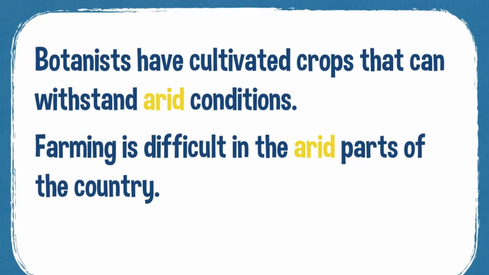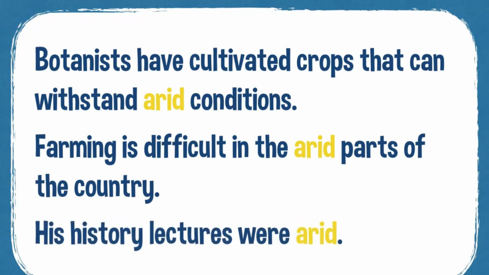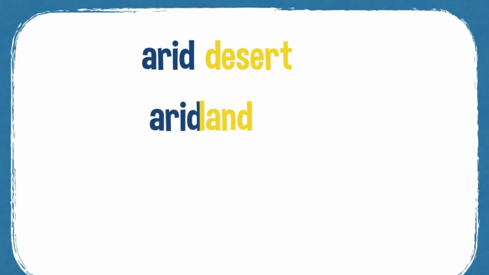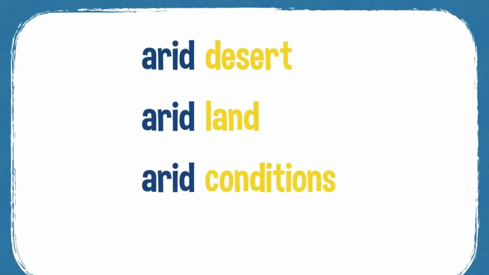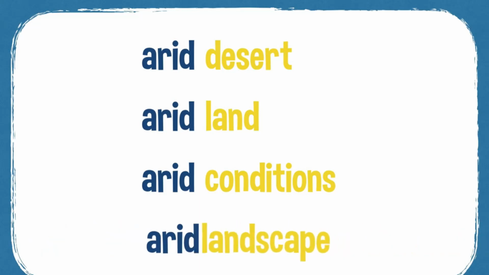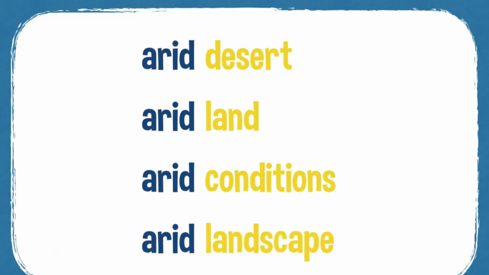And this the last sentence, the meaning of arid here is dry, as in unexciting, as in boring. His history lectures were arid. They were very dull. They weren't interesting. So we can talk about an arid desert, arid land, arid conditions, an arid landscape.